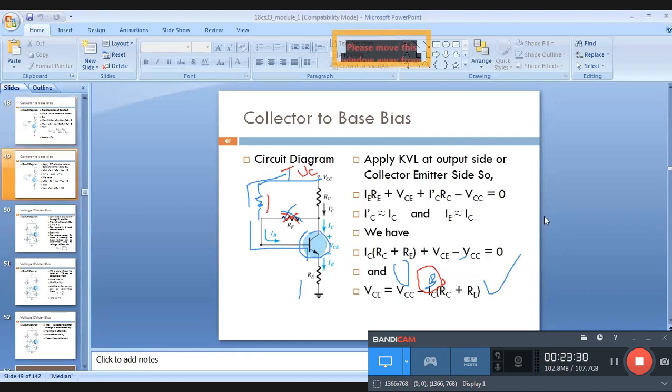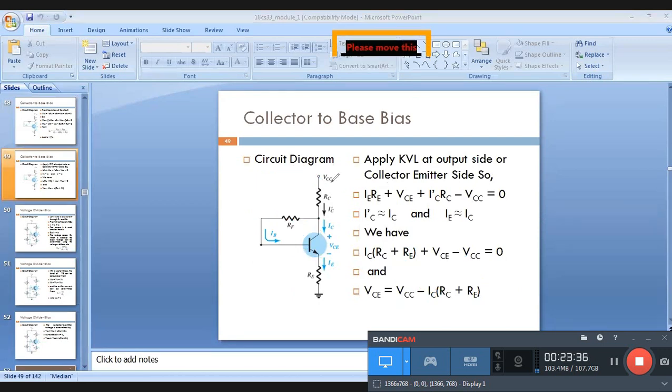Next, applying KVL for the output terminal: VCC minus IC into RC minus VCE minus I into RE is equal to 0. Take VCE outside: VCC minus IC into (RC plus RE). Here you can read IC is equal to IB is equal to I is equal to constant. Don't get confused, this is for the collector to base bias circuit.